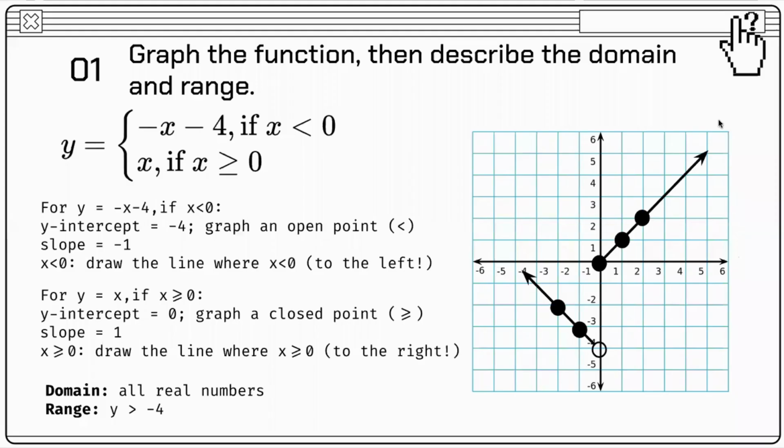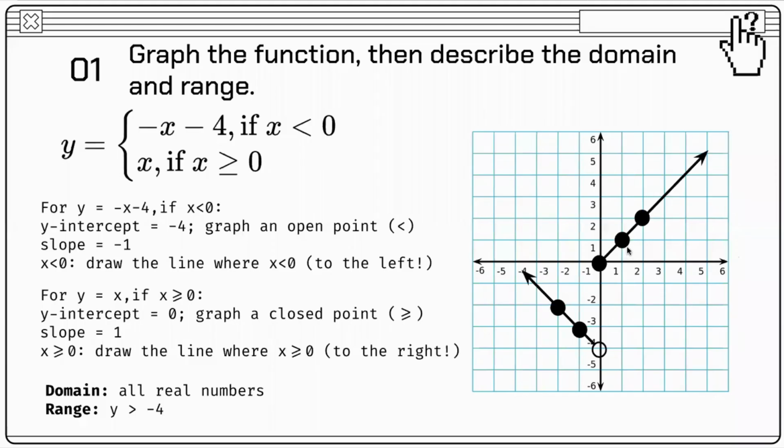Now we can go into describing the domain and range. Now for all piecewise functions, you're generally going to have a domain of all real numbers. Remember that the domain is the set of all your x values or inputs. So this just means that you can input any real number for your x value and you'll get a corresponding output or y value.